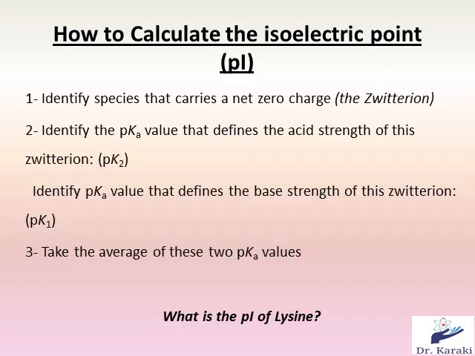The second part of the video is to talk about the isoelectric point. In order to calculate the pI, there are 3 steps you have to follow. First of all, you have to identify the species that carries a net charge of 0. The second step is to identify the pKa values that define the acid and the base arms of this zwitterion. And the third step is to take the average of these 2 pKa values. Now let's apply this to our example.